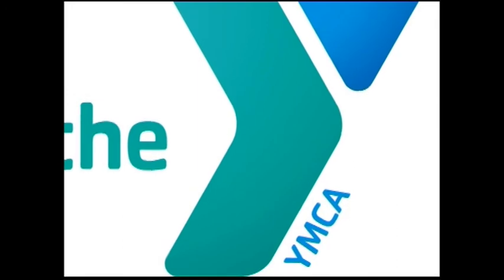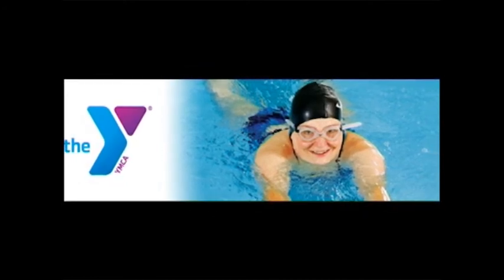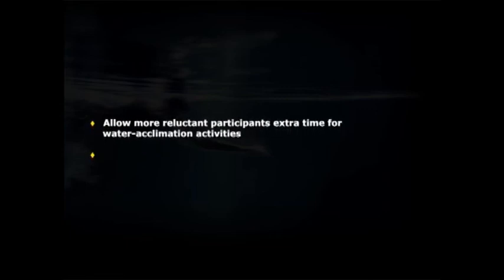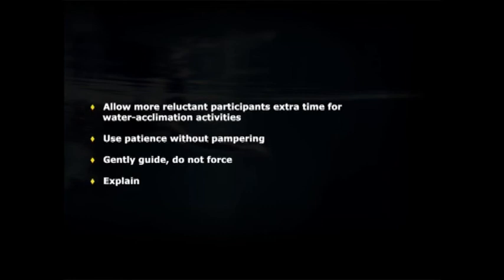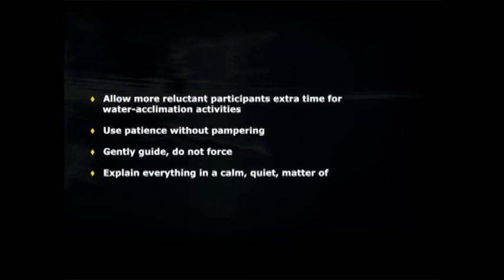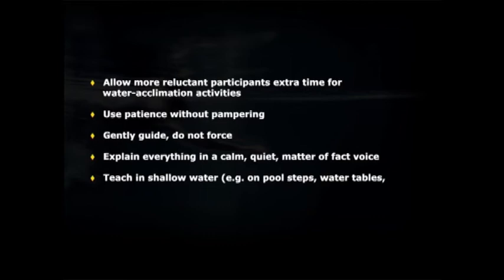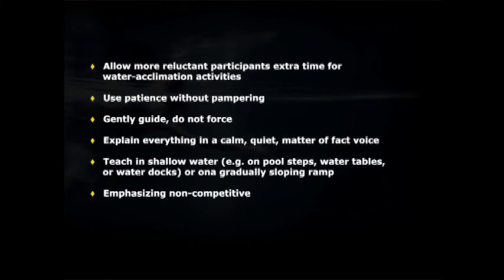The following tips taken from the YMCA of USA Parent, Child and Preschool Aquatic Program Manual 1999 will promote comfort and reduce fear. These suggestions can be used for all ages of participants. Number 1, allow more reluctant participants extra time for water acclimation activities. Number 2, use compassion without pampering. Number 3, gently guide, don't force. Number 4, explain everything in a calm, quiet, matter of fact voice. Number 5, teach in shallow water, for example, on pool steps, water tables or water docks, or on a gradually sloping ramp. Number 6, emphasize non-competitive activities.